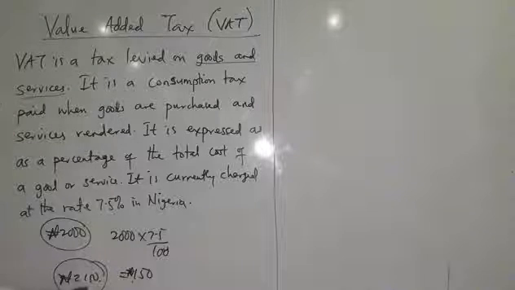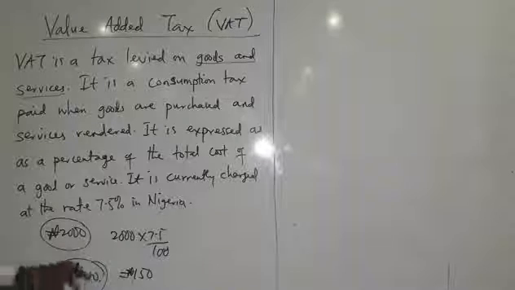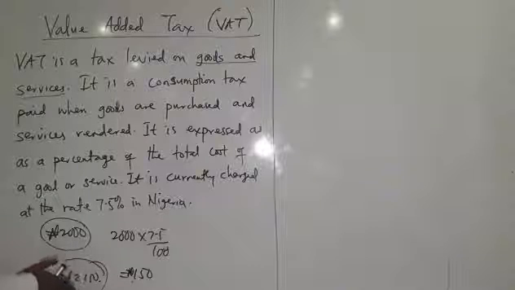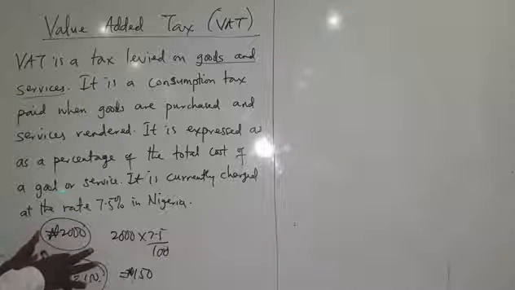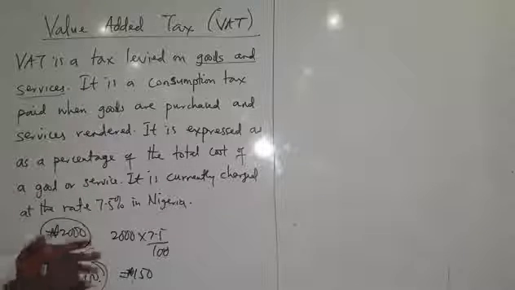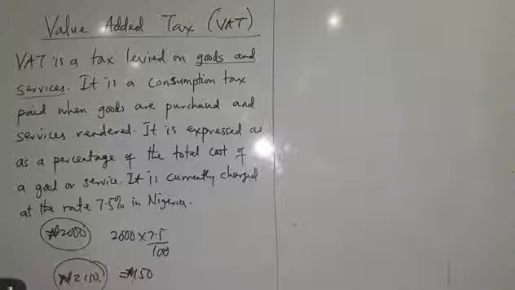So 2,150 naira. Now at the end of the day, the seller will keep the 2,000 naira, which is his own, while the 150 naira will be remitted to the government. So that is how to calculate that. We're going to look at examples on value added tax and how we can solve them. That's what we're going to look at now.